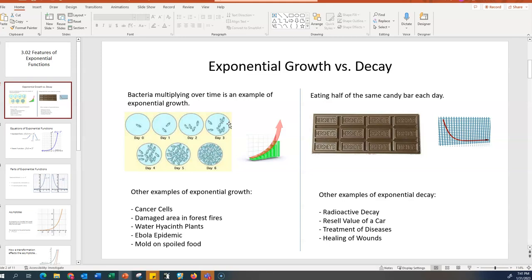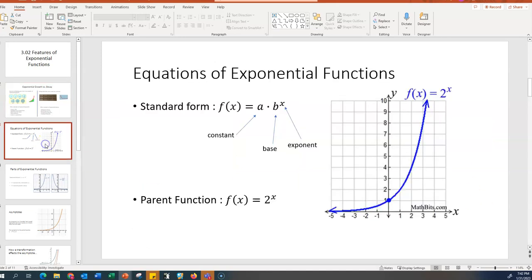Decay is eating half of the same candy bar each day, radioactive decay, value of a car, treatment of diseases, or healing of wounds. You could Google a whole lot more, but we need to understand the difference between growth and decay. So growth is going to go up as you increase the x value. Decay is going to go down.